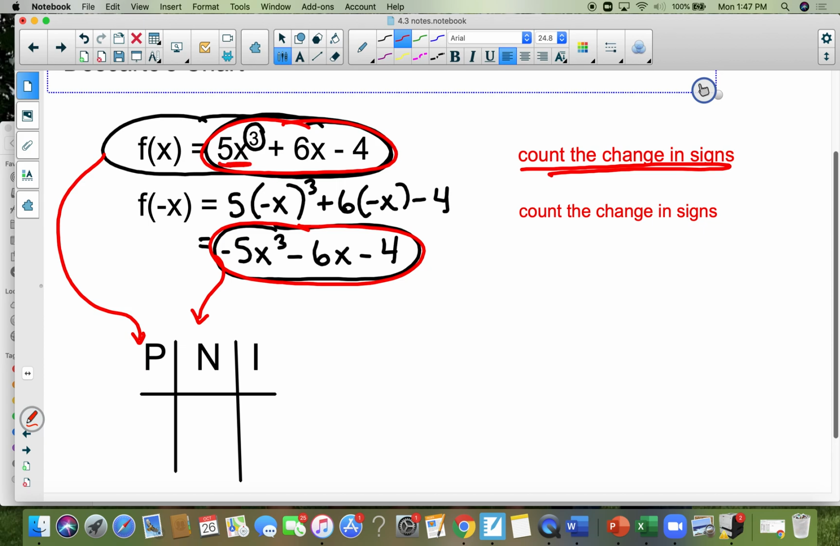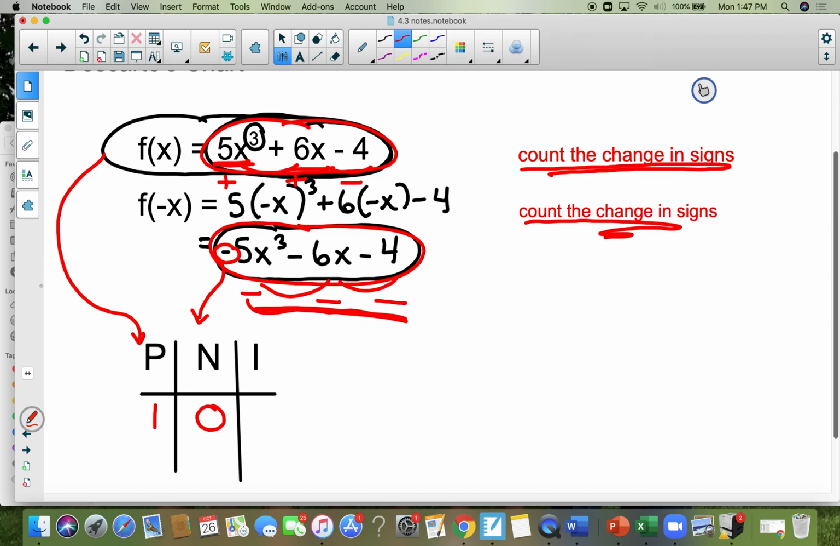So this is the first term, and the first term's positive. And my second term is also positive, and my third term is negative. So it changed only one time with 5x to the third plus 6x minus 4. Now you're going to count the change in signs for this one. Well, it starts off negative. The second term is also negative, and the third term is negative. Do you see that it doesn't change from positive to negative or negative to positive? So that's going to be 0. Okay, so that's how you get the positives and the negatives.